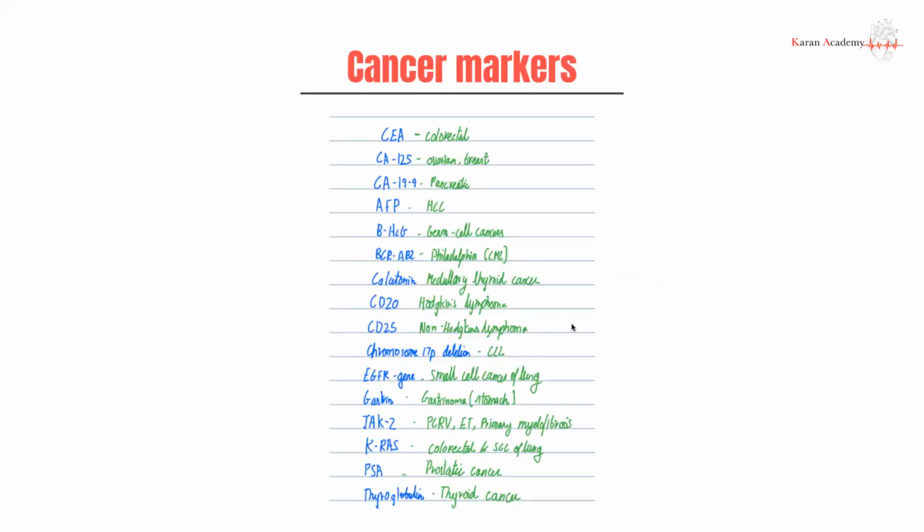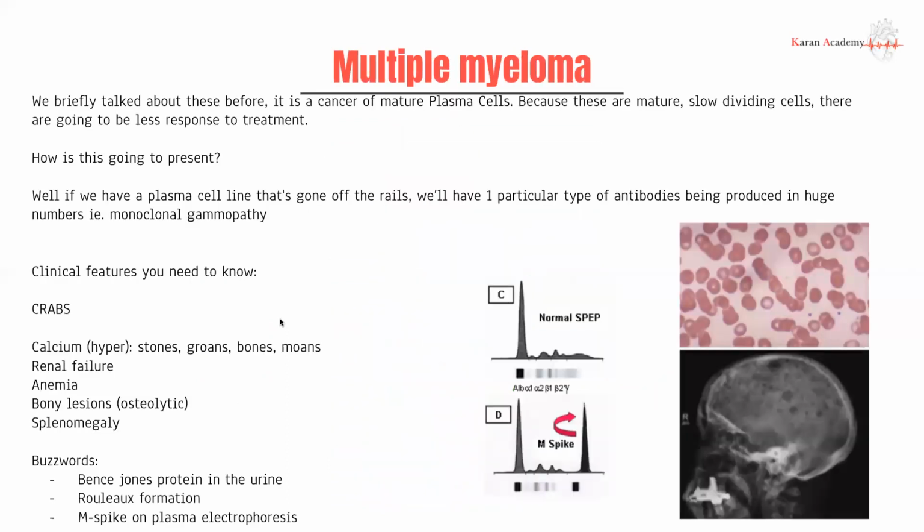I just put this in because we talked about cancer markers earlier. So here's a list of most cancer markers that you will see across your oncology teaching. I won't go through each one of these, but here's just a good summary. If you see them, this is what they're referring to, or the cancers we are worried about with each one of them. Now let's talk about multiple myeloma.